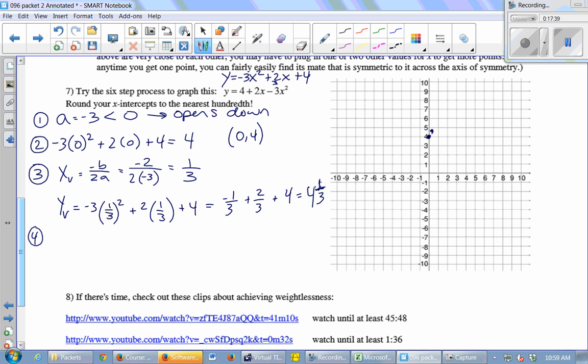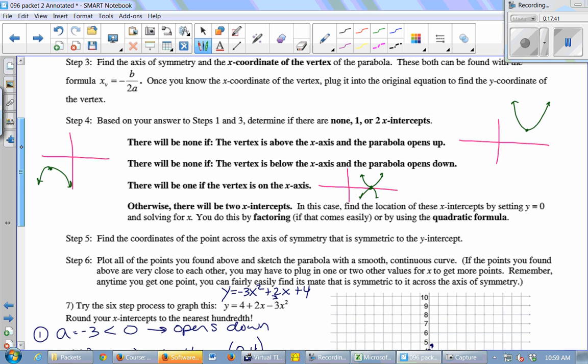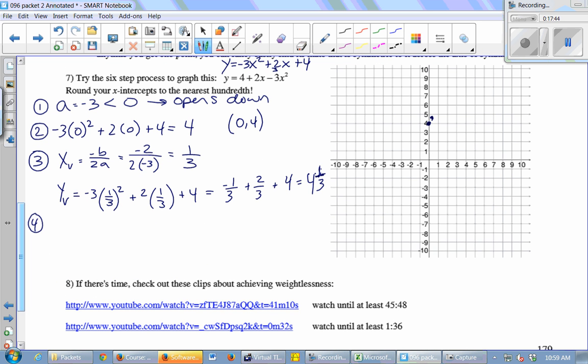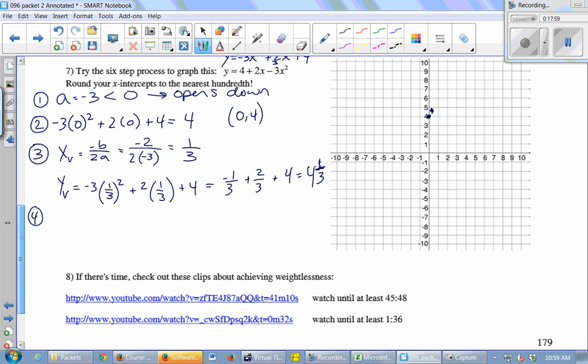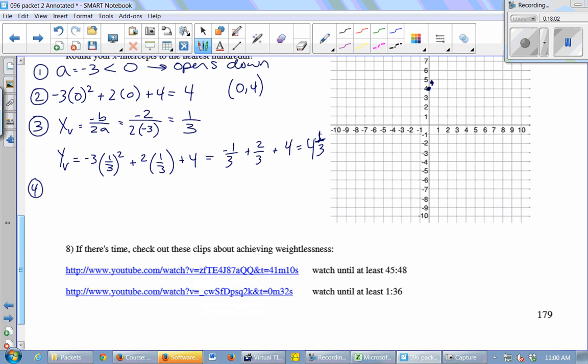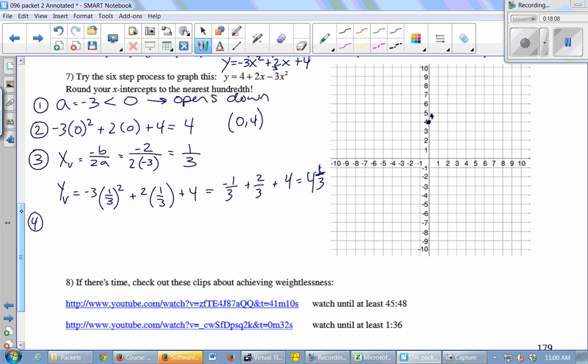Okay, step 4. I do my little analysis to determine if I'm going to have x-intercepts. So my vertex is right here, 1/3, 4 1/3. The parabola is going to open down. Will I cross the x-axis? Yes. So yes, I can look for x-intercepts. And in general, you find x-intercepts by setting the equation equal to 0. So I'm going to set -3x squared plus 2x plus 4 equal to 0. How do you solve that?